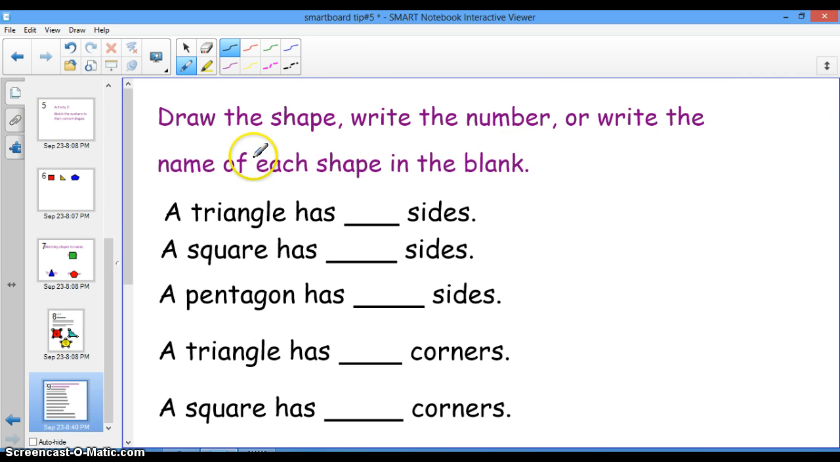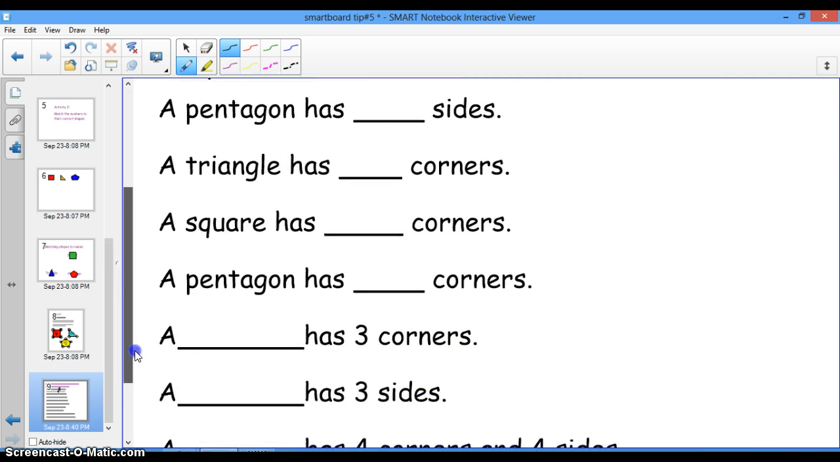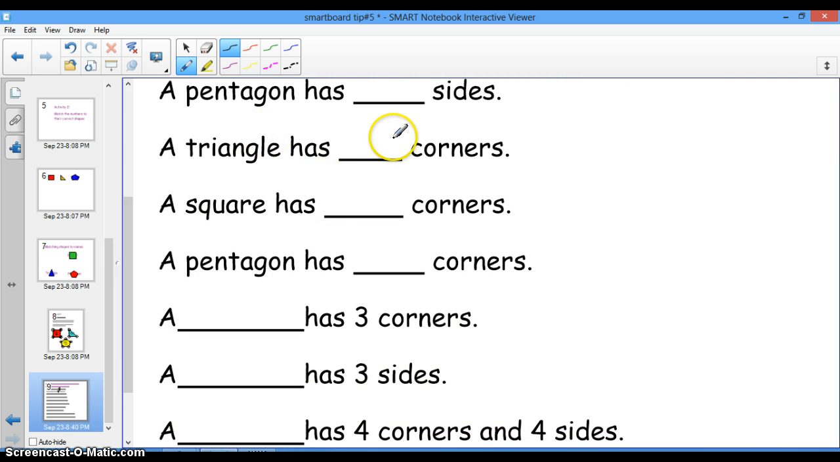The last one is more so filling in the blanks as well, and they have to figure out together from all the past activities of trying to answer the question. So a triangle has 3 sides, square has 4, and pentagon has so on and so forth. And it continues on, and they have to do it with corners, and they have to do it with words as well.